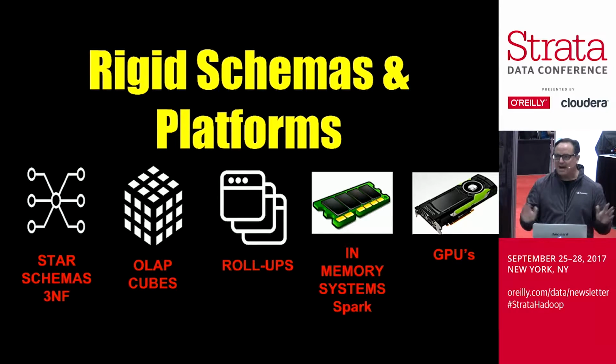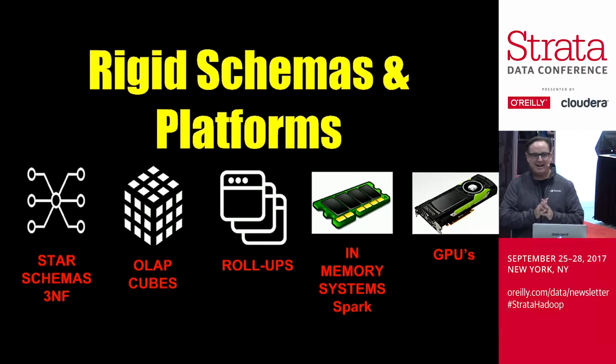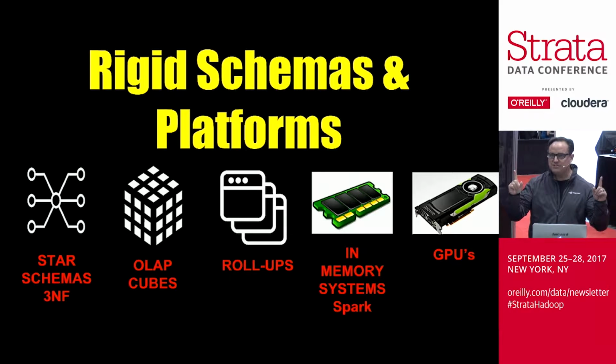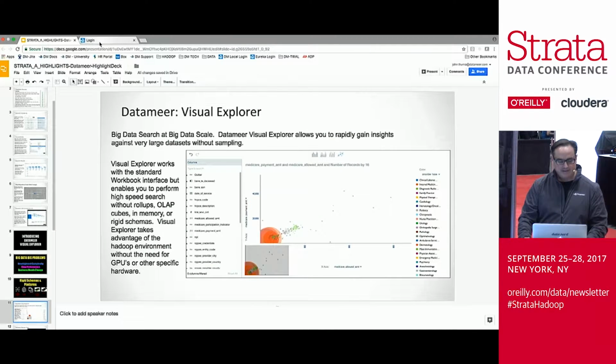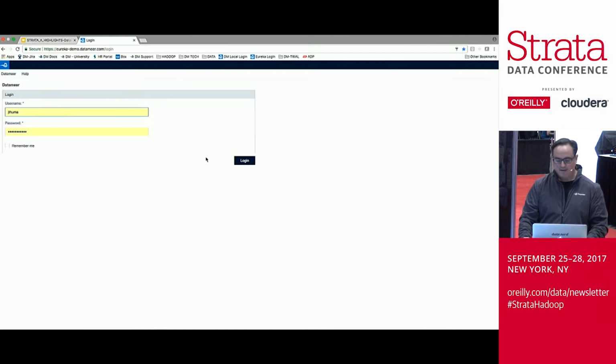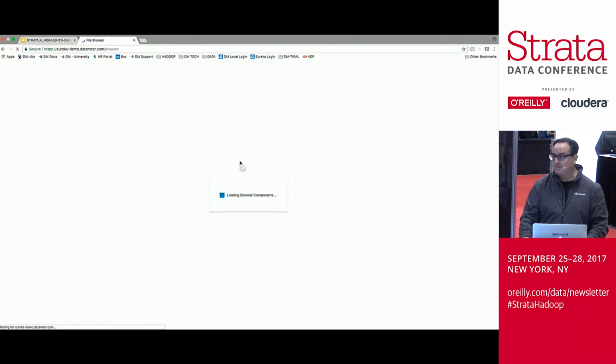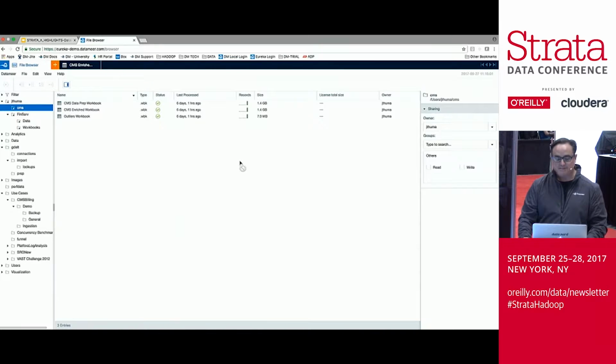And then GPUs. The hottest thing today is GPUs. And again, it's a fixed piece of hardware, right? Well, what I'm about to show you requires no rigid schema, requires none of these 5 things. And that's important, okay? So let's go ahead and take a look. So I'm going to log in, and what you're looking at is Datameer. And everything that you're familiar with in Datameer is still available in the box. 270 functions.